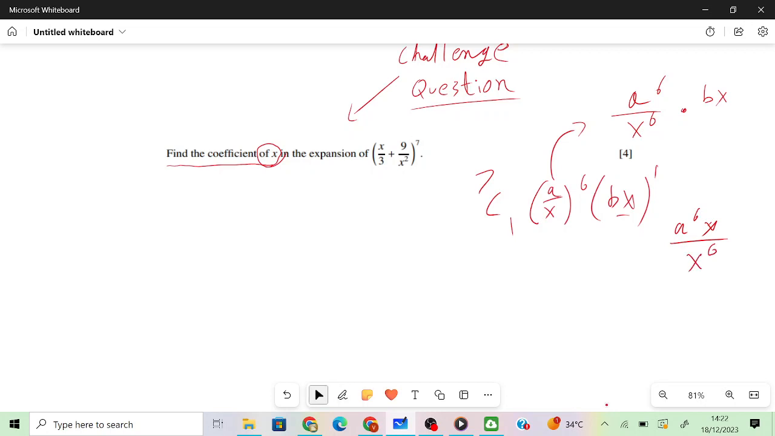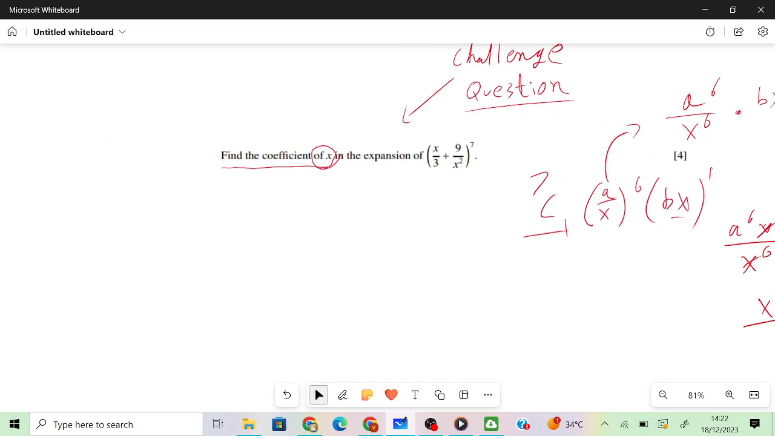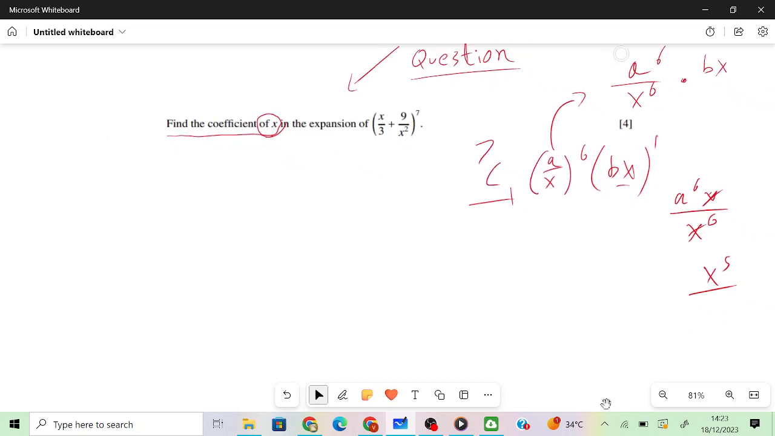Of course, you would also multiply this by 7 combination 1, but looking at the powers of x, this and this would cancel, so we would eventually have x raised to the power 5 as a denominator. So you can see it doesn't become as easy to find the coefficient of what you want, and that's the sort of scenario we are in over here as well.